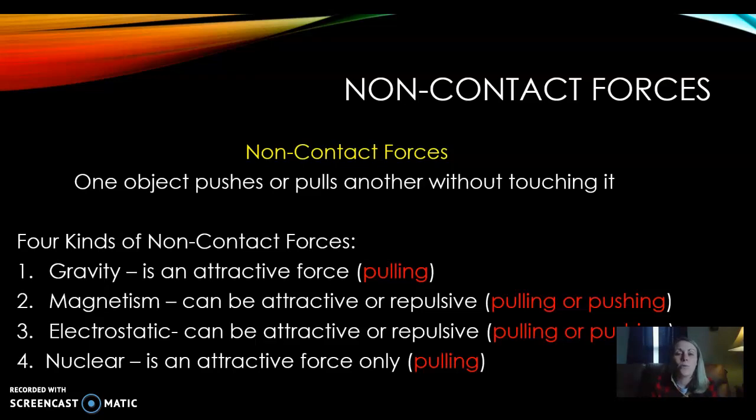For our non-contact forces, we have one object pushing or pulling another without physically touching it, hence the name non-contact forces. There are 4 kinds of non-contact forces. We have gravity, which is an attractive force, meaning pulling only. Magnetism and electrostatic. Both of these are attractive or repulsive. They can be either one, which means they pull or push. Then we have nuclear, which is an attractive force only.